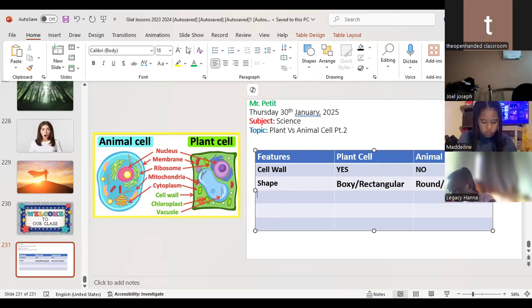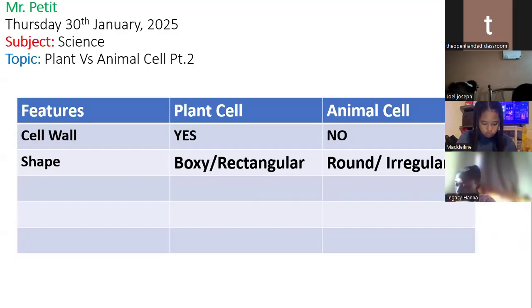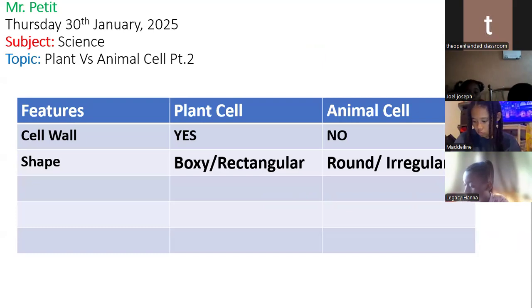All right. So first of all, Gianna, how would you describe the shape of a plant cell? Boxy and rectangular. Very good. And how would you describe the shape of an animal cell? Round and irregular. Very good, round and irregular.